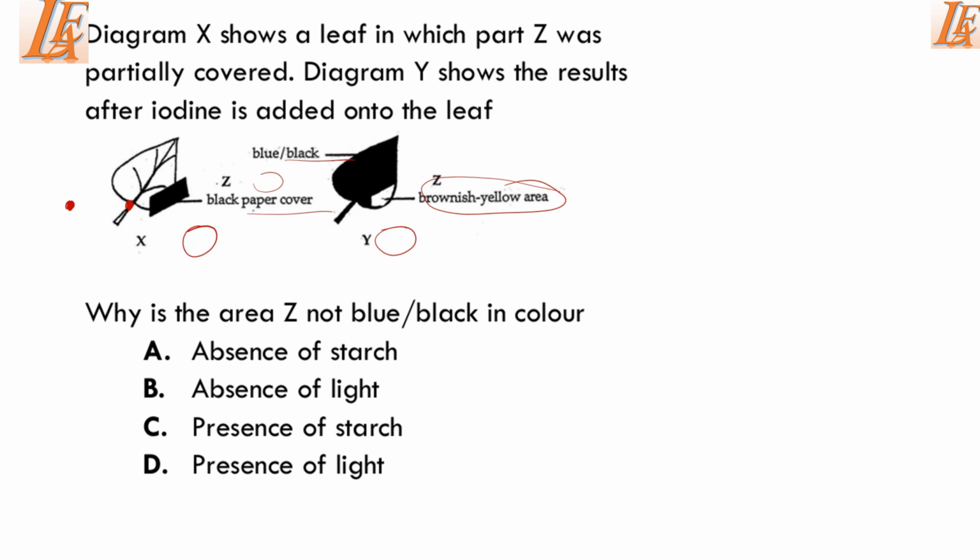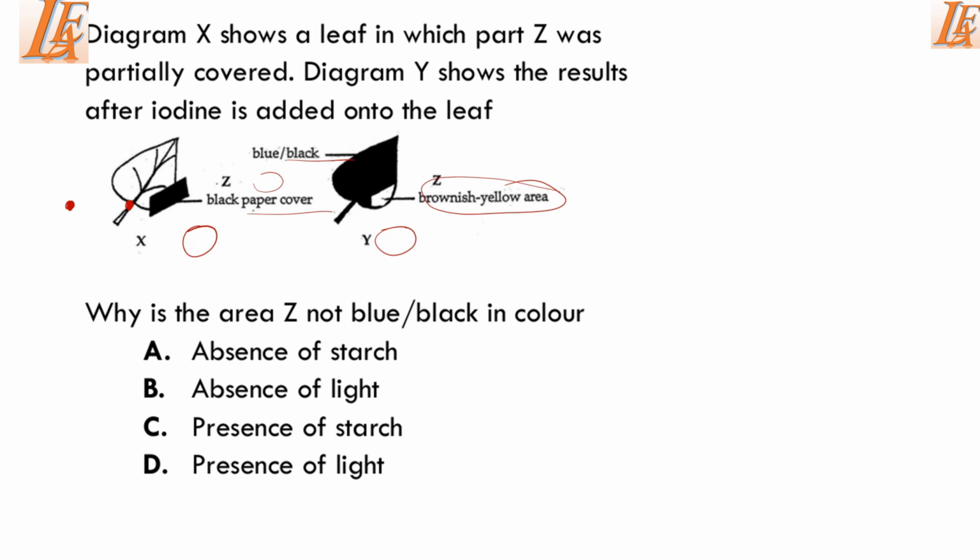In this case, what you need to know is that when you cover this leaf part Z with a black paper, it prevented sunlight from touching that area. And remember, sunlight is one of the conditions that must be there for photosynthesis to take place. So if you covered it with a black paper, there was no sunlight, and therefore photosynthesis did not take place at that part Z, and therefore starch did not form.